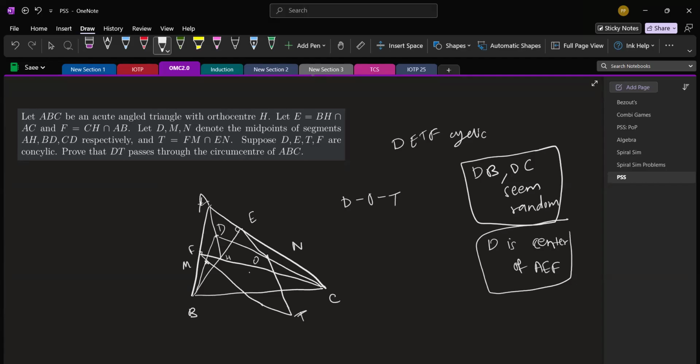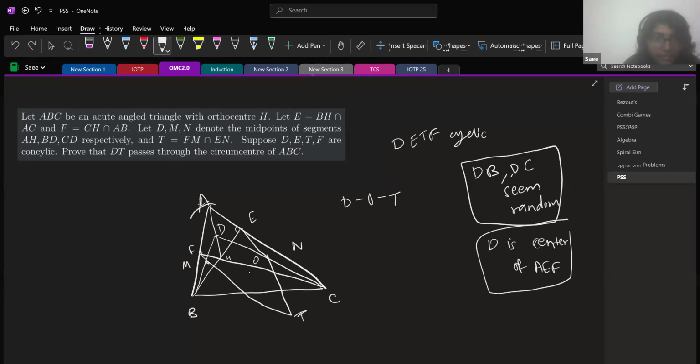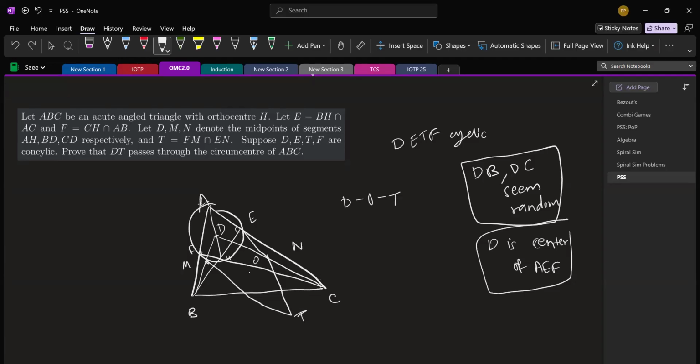Which two again? D is the center of AEF and O is the center of ABC. Radical axis? No. Wait, what do you know about AEF? Could it be internally tangent to the circumcircle of ABC? That's not true. That's a well-known fact: AEF actually intersects ABC at something called the Queue point. Yes, oh, thank goodness.